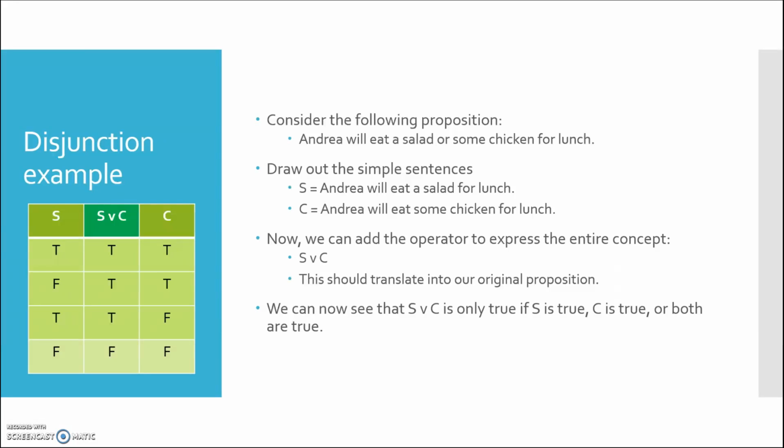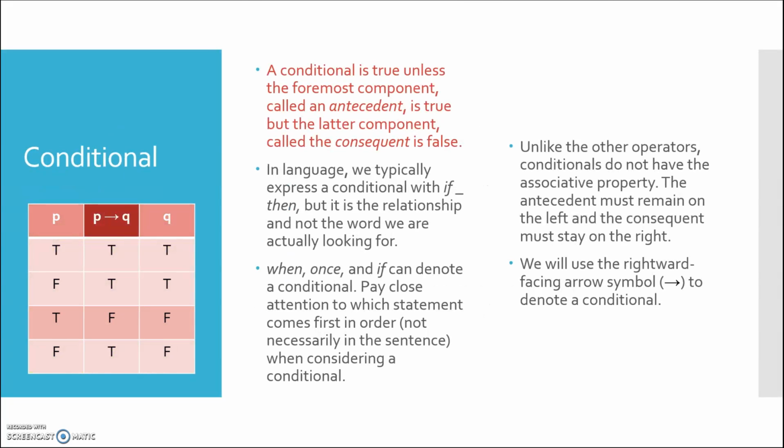Now we can add the operator, the vee, the or symbol. And it translates into our original proposition. Andrea will eat a salad for lunch, or Andrea will eat some chicken for lunch. We can now see that the proposition S or C is only true if one or the other is true, or both. Our next operator is a conditional.